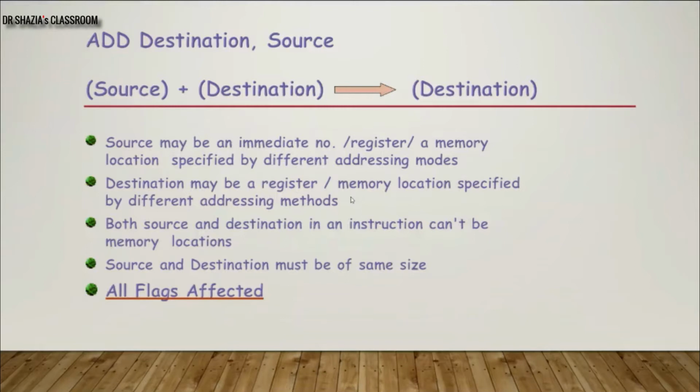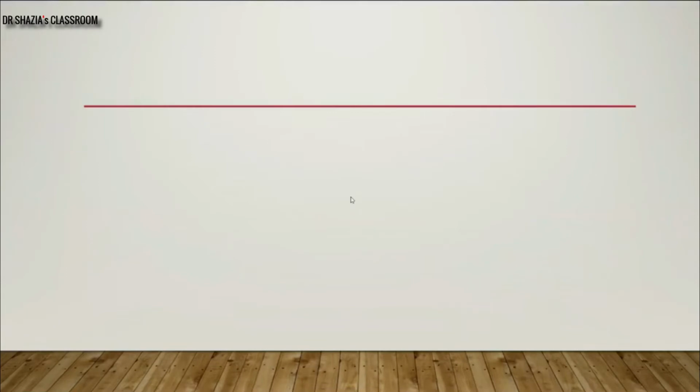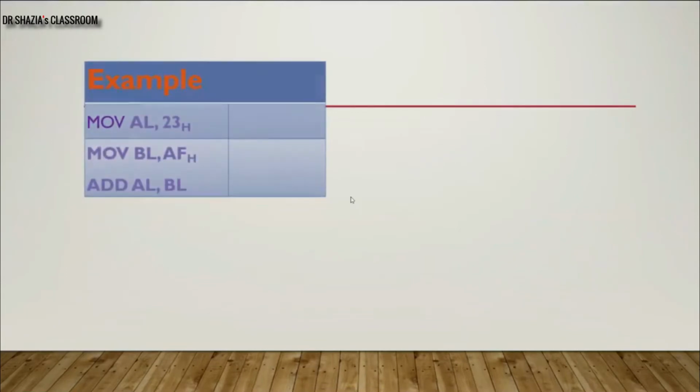As this is one of the arithmetic instructions, we are going to use the arithmetic and logical unit in the processor. ALU will be used, so based on the result, our flags will get affected. So the add instruction affects all the flags. To understand this add instruction, let us take a simple example of what it does.